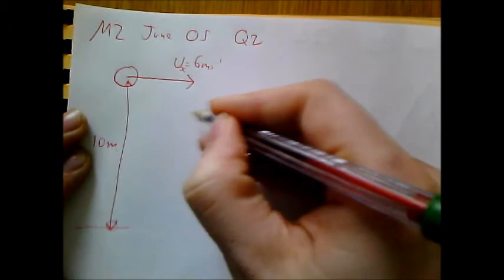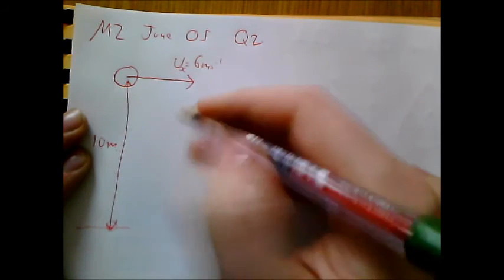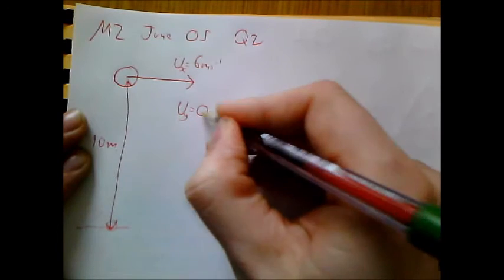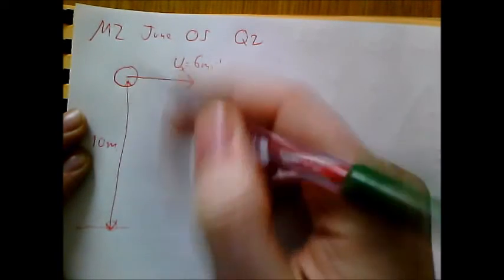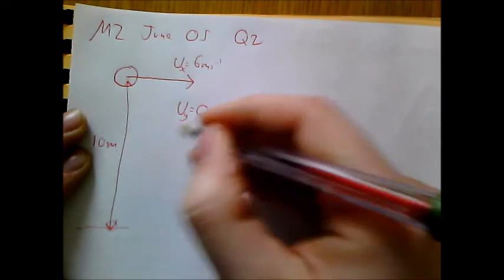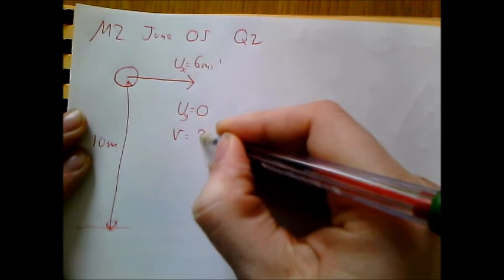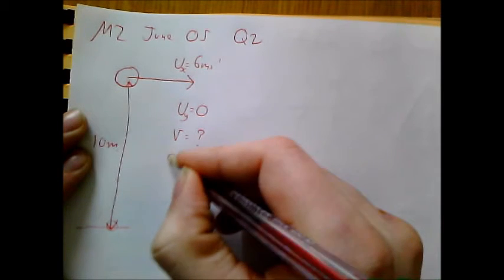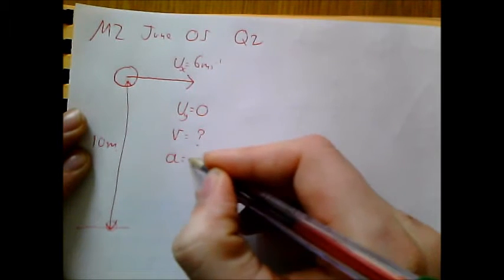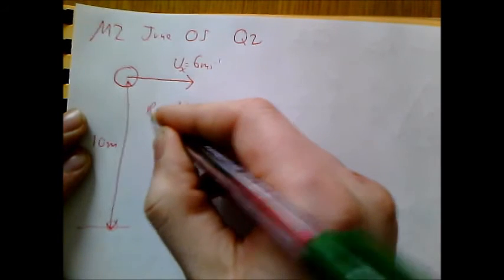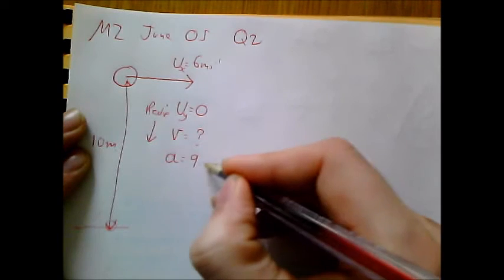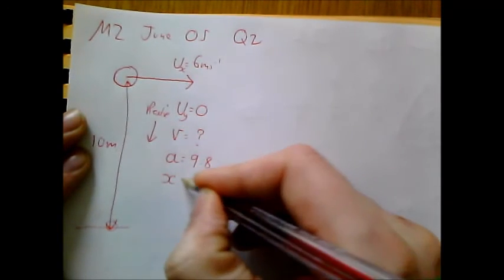So, using suvat, because it's falling at a constant acceleration, I know that u in the y direction is 0. I'm only dealing with speeds in the y direction because that's where my acceleration is. My velocity I want to find out, so I can fill in my triangle down here. The acceleration, I'm going to use a positive value, so effectively I'm resolving downwards, so a is positive 9.8. And I want to know how fast it will be travelling once it hits the ground at 10 meters.